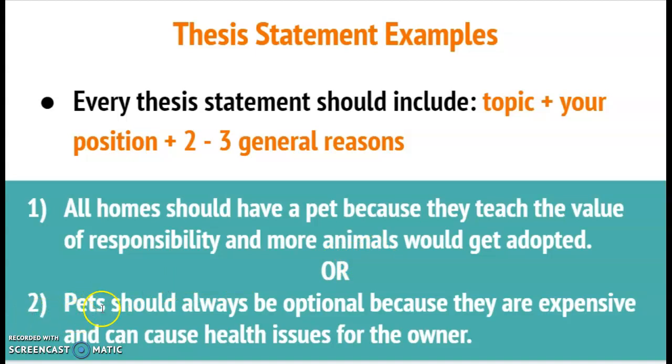Okay. Pets. So here's our topic. Here's our, right here, should. This is your position. Should always be optional, because this is the signal that we are going to have 2 to 3 general reasons. They are expensive. So this is reason number 1. Reason number 2, they can cause health issues for the owner. Okay, so that's that second reason right there. And that's a full and complete thesis statement, ladies and gentlemen.